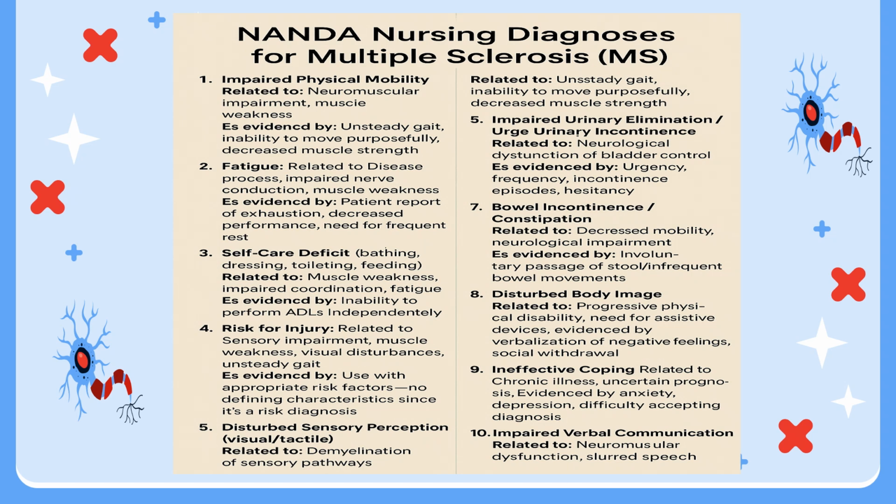So there is an uncertain prognosis, evidenced by anxiety, depression, and impaired verbal communication related to neuromuscular dysfunction and slurred speech. So in your 8 marks question, you must at least write 8. If it is a 10-mark question, you must at least write 9, and they should be the most important. As I told you, the most important priority diagnosis, then the intermediate priority, and then the low priority.